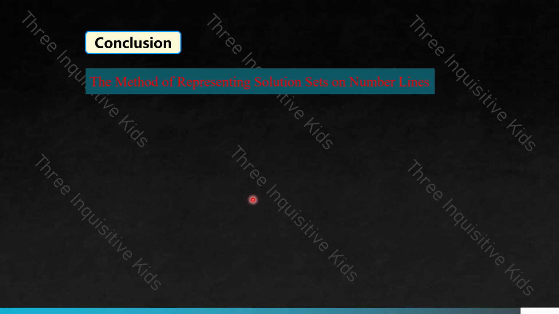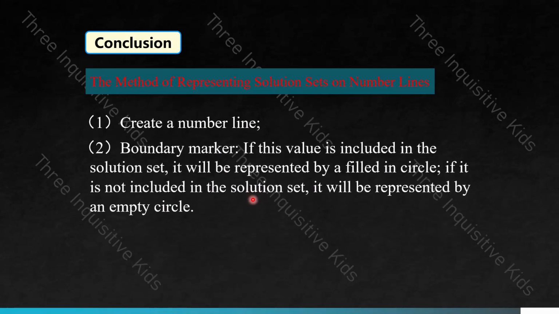So here is our conclusion, the method of representing solution sets on a number line. First, we create a number line. Next, we have the boundary marker. If this value is included in the solution set, it will be represented by a filled-in circle. If it is not included in the solution set, it will be represented by an empty circle.